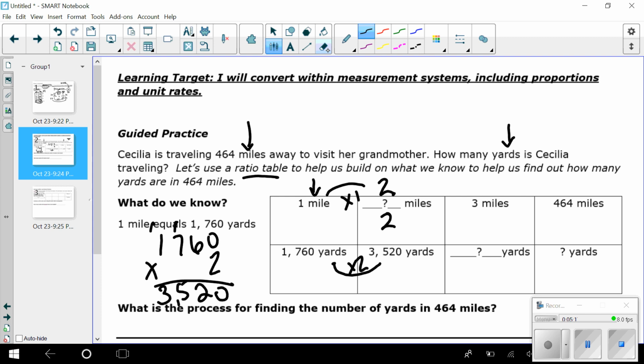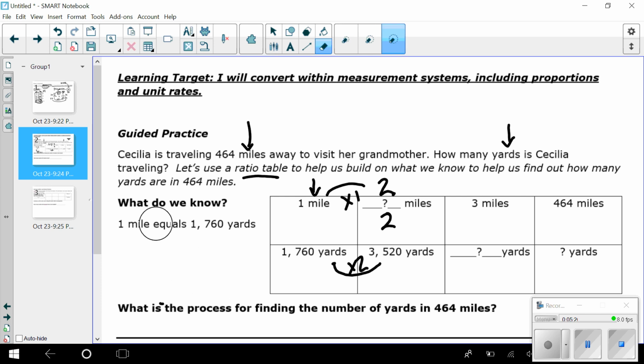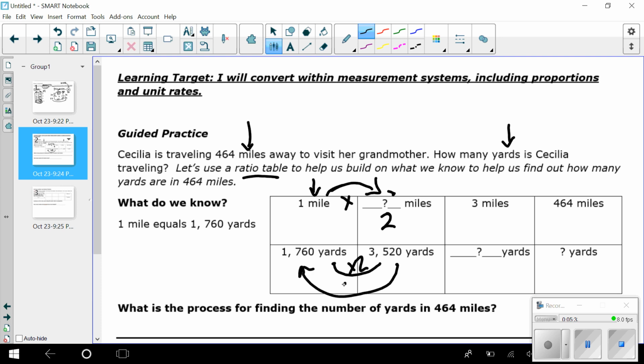Another way that you can figure this out, right, is through division. Because if I can multiply going this way, then that means going the reverse, starting from the bigger number and going to the smaller number, I can divide, okay? So one way you can figure that out is by finding the unit rate, right? So I can take this number, 3,520, and divide it by this one. Ooh, that's a big one. And I would get 2, which would be your scale factor, okay?